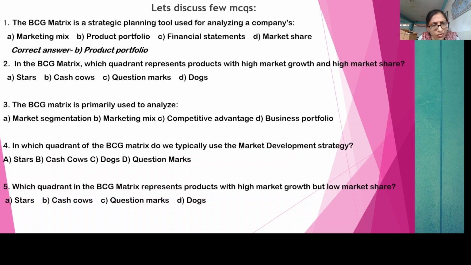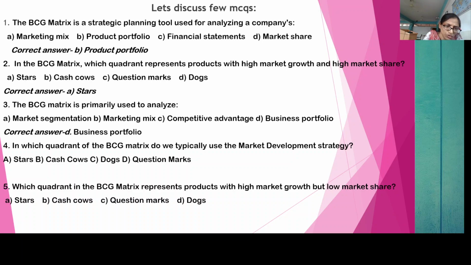In the BCG matrix, which quadrant represents products with high market share and high market growth? That is, of course, stars. The BCG matrix is primarily used to analyze market segmentation, marketing mix, competitive advantage, or business portfolio. The correct answer is business portfolio.